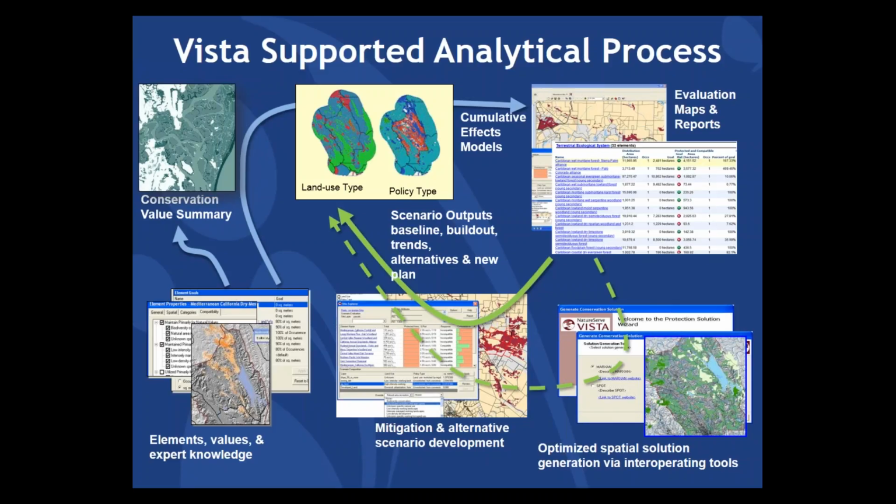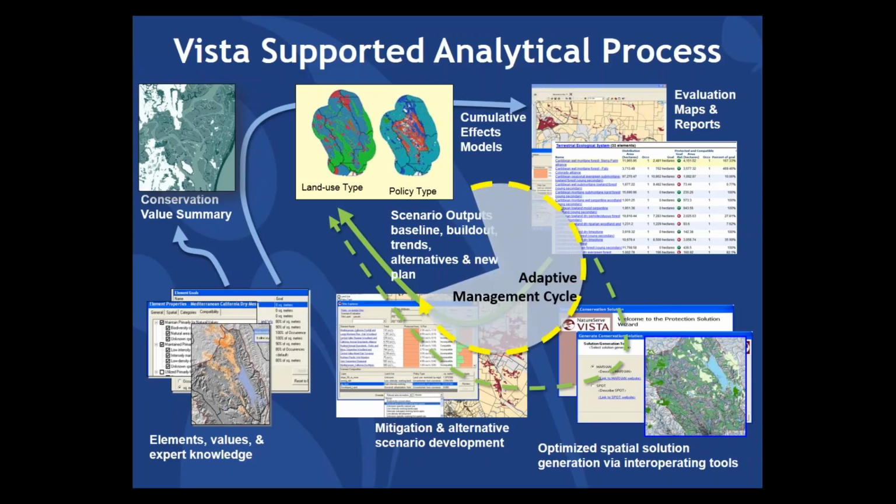Once you've developed a plan, Vista supports ongoing plan implementation and adaptive management. New information can be input to Vista at any time, say a new element distribution map or a proposed highway or new expert knowledge. Vista will prompt you to refresh your analyses with new inputs. If you lose a conservation priority area, you can use Vista to find an alternative location to meet your goals and update your plan.